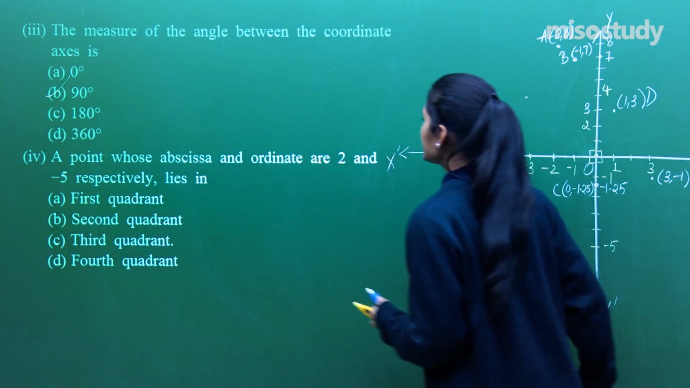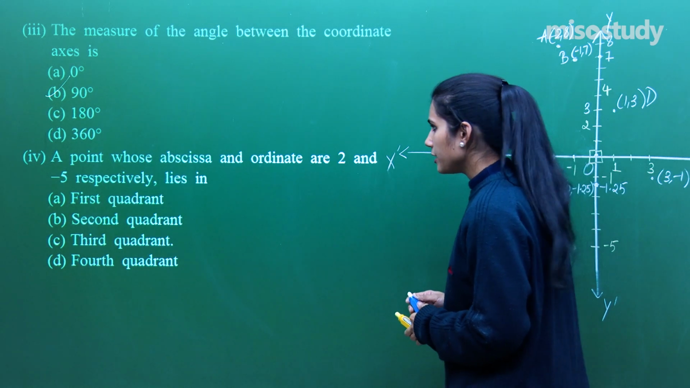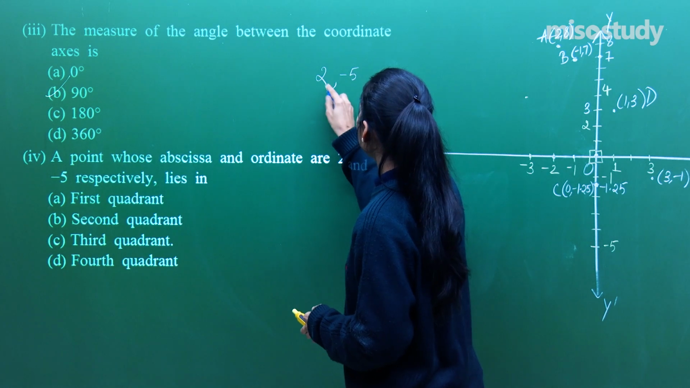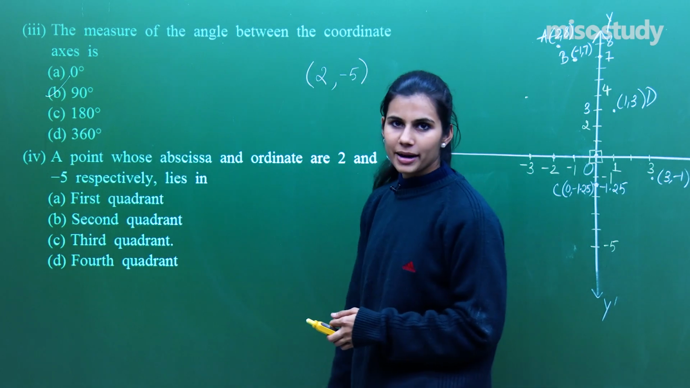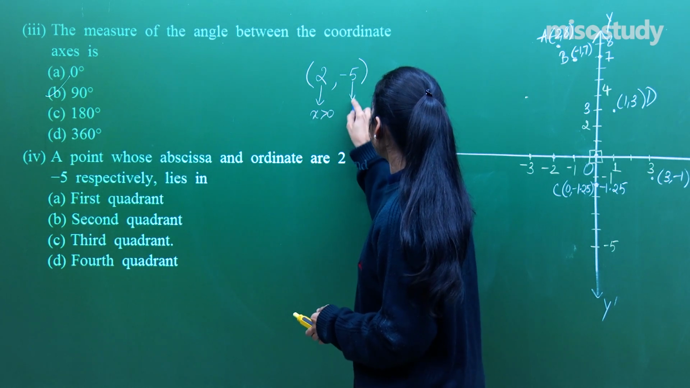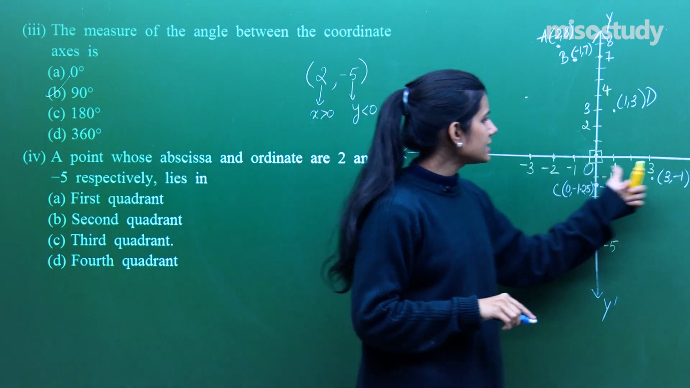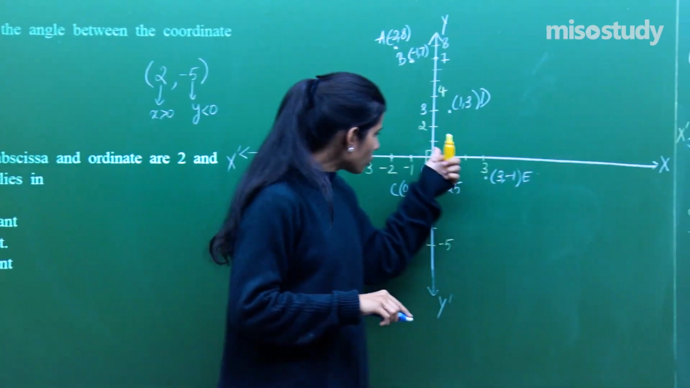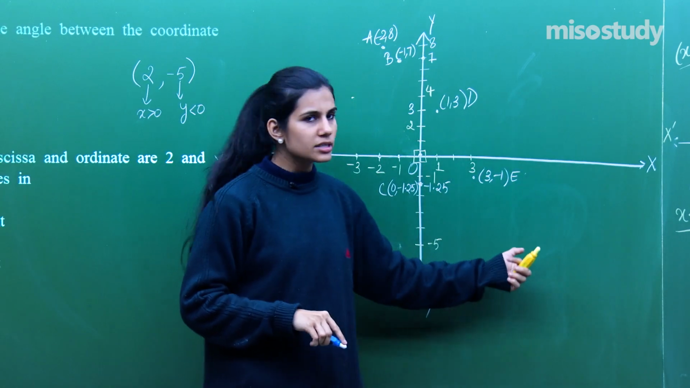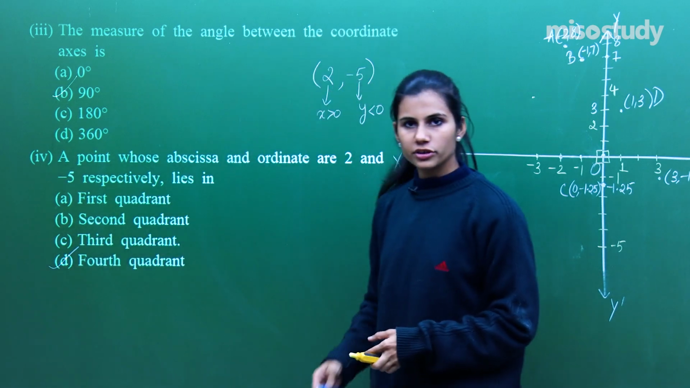A point whose abscissa is 2 and ordinate is minus 5 is going to lie where? If the point has abscissa 2 and ordinate minus 5, that means the coordinates of the point are 2 comma minus 5. So x coordinate is positive and y coordinate is negative. X coordinate positive means OX axis, y coordinate negative means OY dash. So the point is going to lie in the quadrant XOY dash, which is the 4th quadrant.